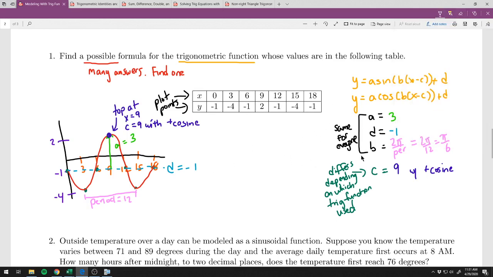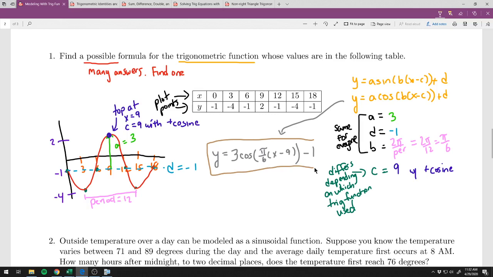All right, but if we plug in our a, b, c, and d into the appropriate one, which is the positive cosine, we get y equals a, which is 3, cosine of b, which is pi over 6, parentheses, x minus c, which is 9, plus d, and d is -1, so we get -1. All right, but that is one possible answer. There are many, many answers here, which we talked about before and I just described.